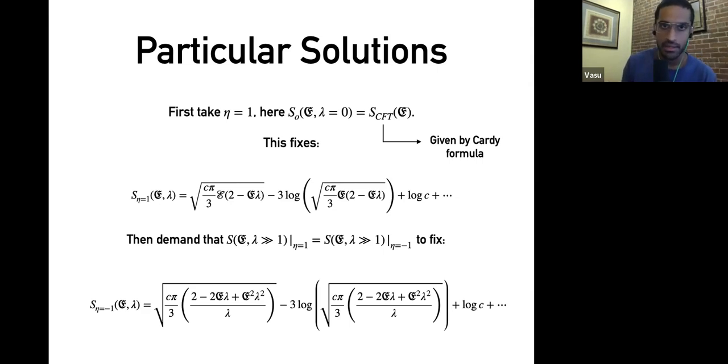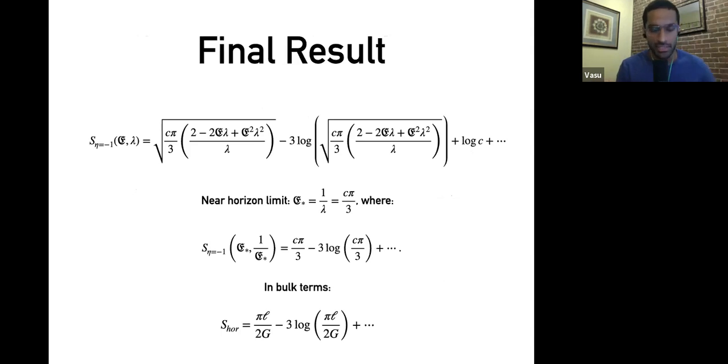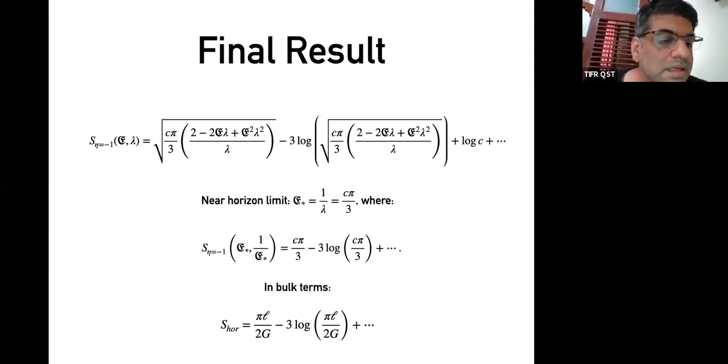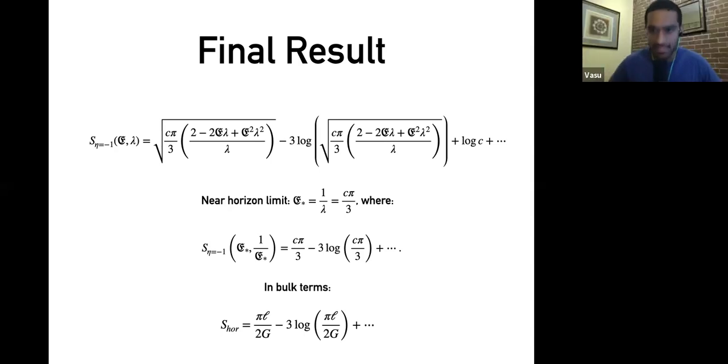Then I want to take this to its extreme value. That will correspond to when E goes like 1 over lambda, which is C pi over 3. And then what I find is the log-corrected Gibbons-Hawking entropy when I use C is 3L over 2G. Sorry, extreme value is where the argument of the square root is 0? Yeah, exactly. Yeah. In the energy formula, not in this formula.